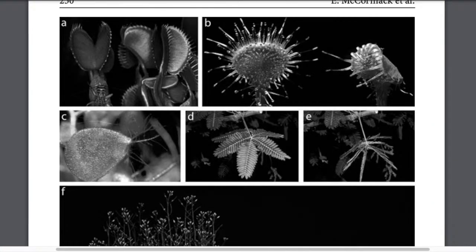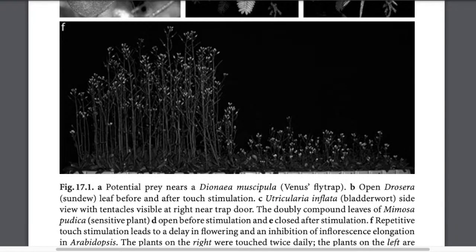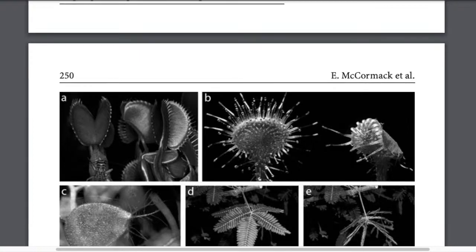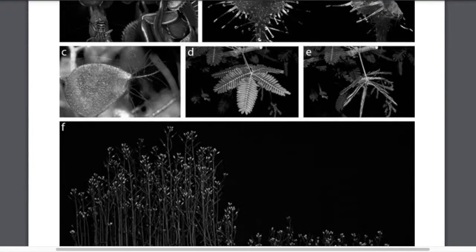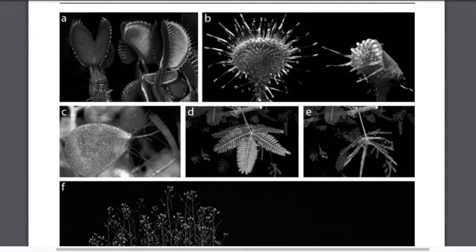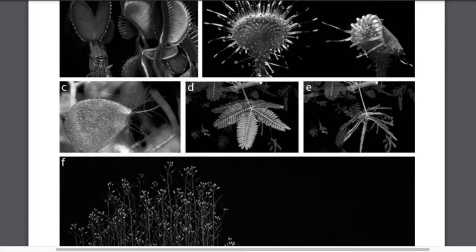Here we go, here's some tentacles. Let's look at these guys. These are cool. So we have potential prey entering near a Venus flytrap, then the open sundew leaf before it touches. There's your Venus flytrap, getting ready to snap. There's the sundew before it gets it, and there's after. Man, those are cool. Let's see, the bladderwort side view with tentacles visible at the right near the trapdoor. The doubly compound leaves of the mimosa plant next to it. Cool. Nice. Look at that. That is cool.